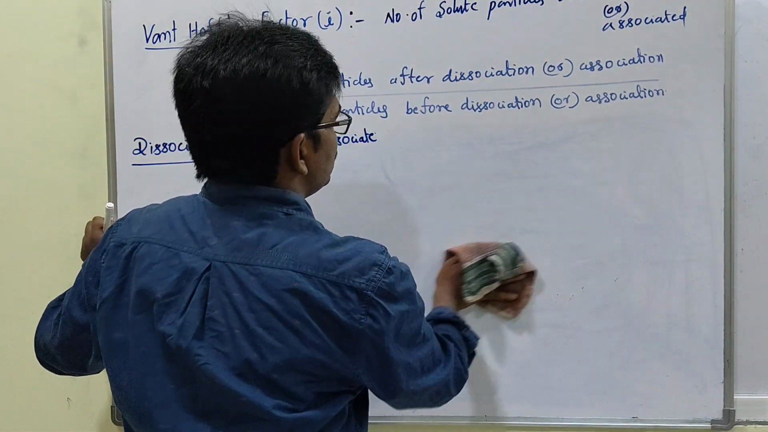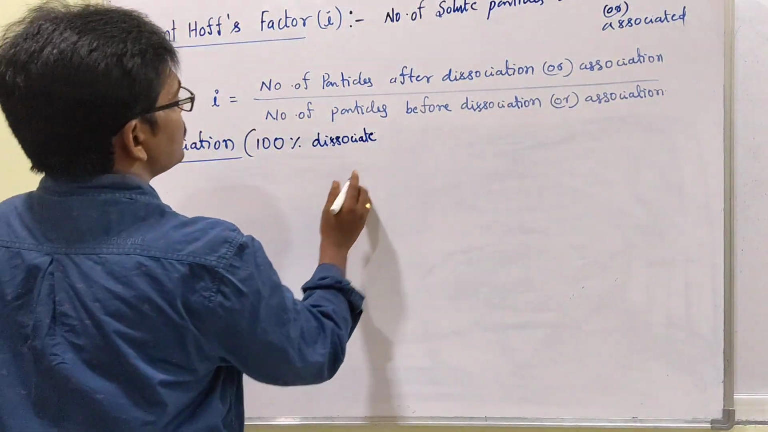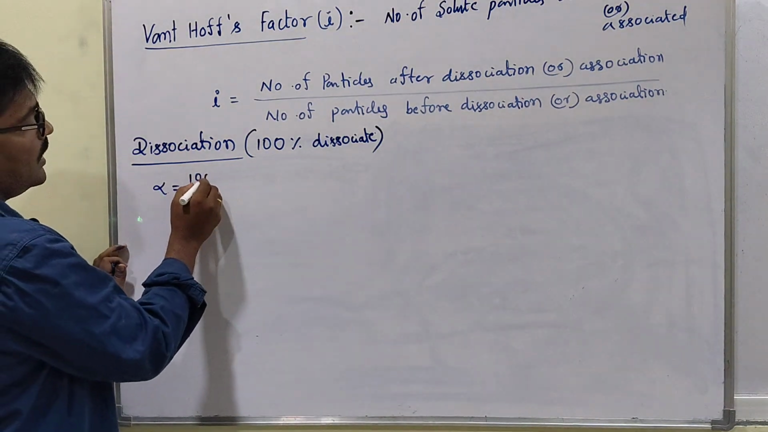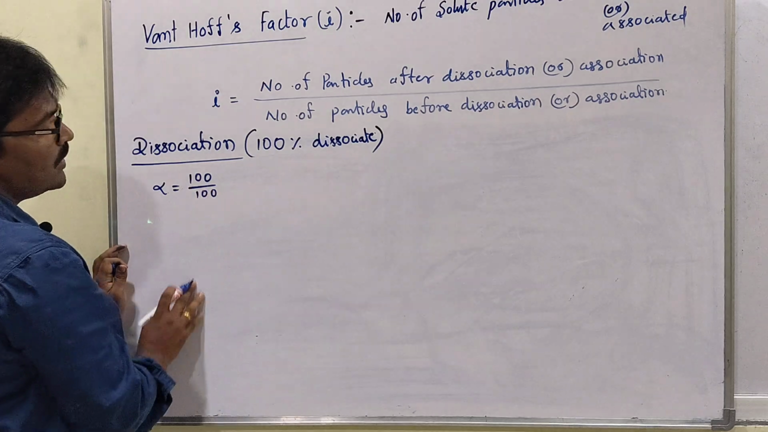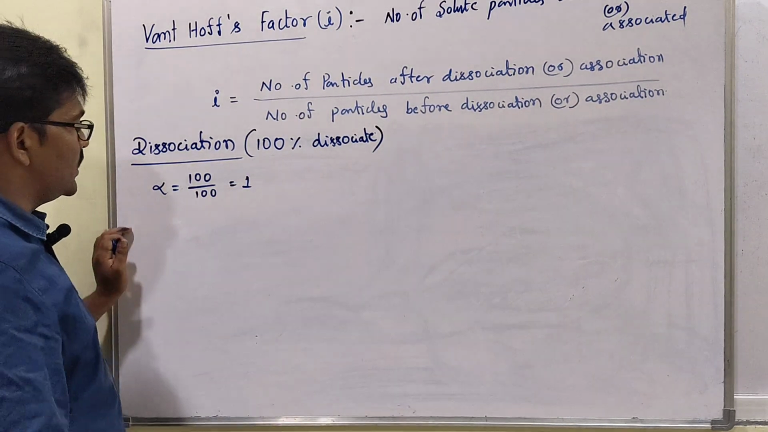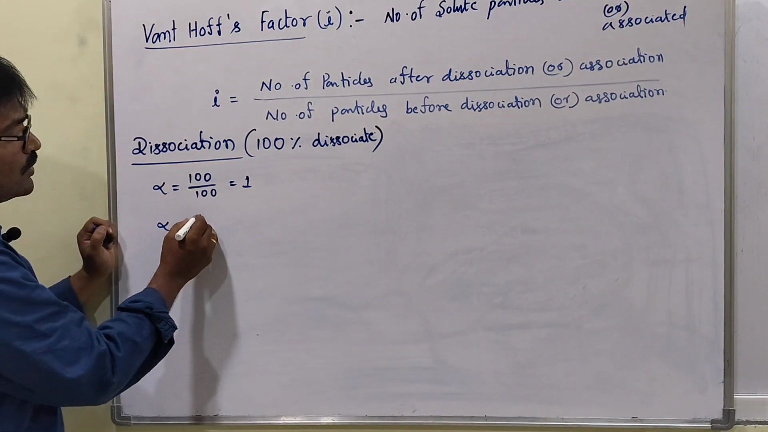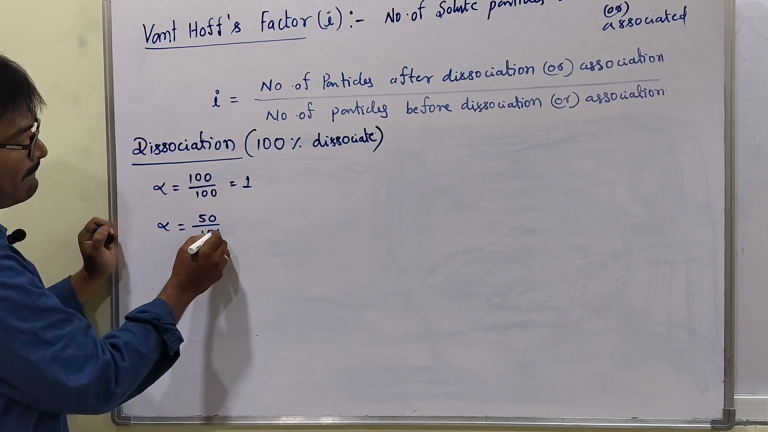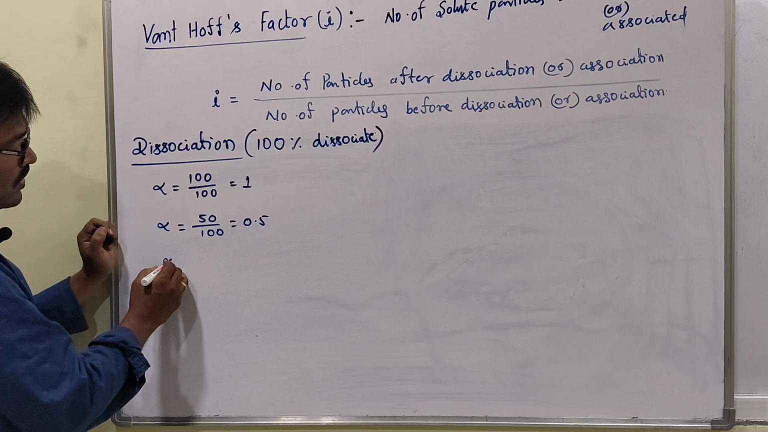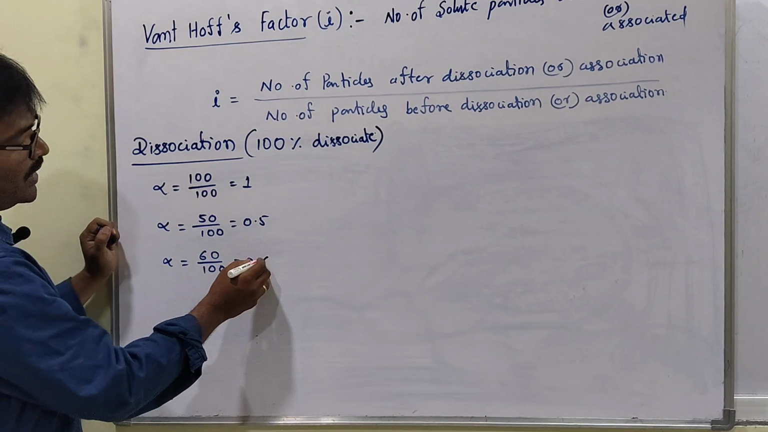Sir, alpha value find out cheyali ante, they are given alpha percentage 100%. Sir, if you want to find out alpha, it is equals to 100% divided by 100, then you can get 1. 100% dissociation aithe alpha value 1 వస్తుంది. In case 50% alpha, it is equals to 50 divided by 100, then you get 0.5. Sir, 60% alpha, it is equals to 60 divided by 100, equals 0.6.